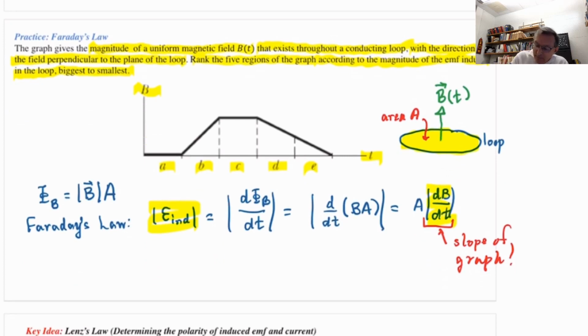Okay, did you say region B has the steepest slope? And that then D and E, remember I only need magnitude, so don't worry about the fact that the slopes in D and E are negative, and they're equal, D and E, but they're not as steep as the slope in region B. So B is first, then D and E tie, and then there is no slope in A and C, so there is no induced EMF. So there, in those two regions, the induced EMF is 0.